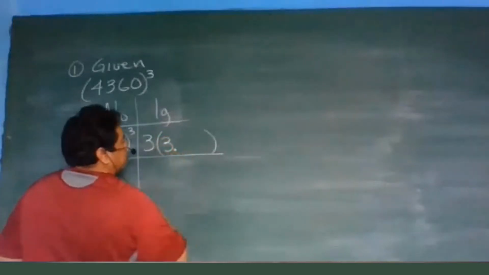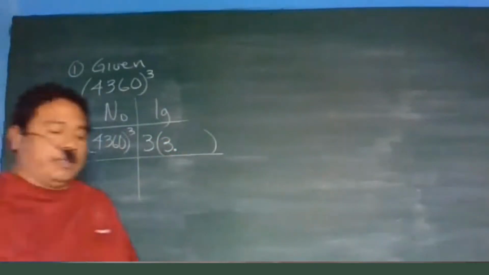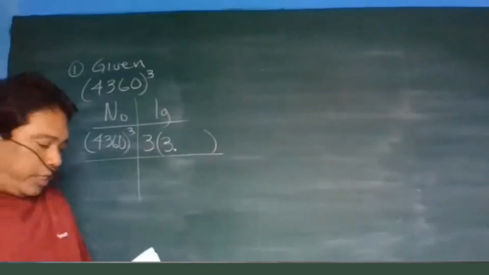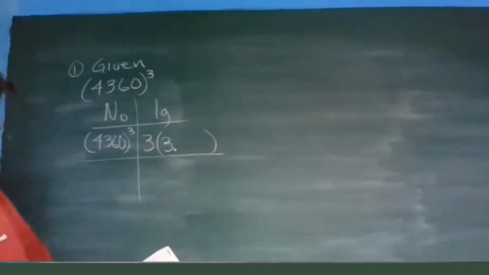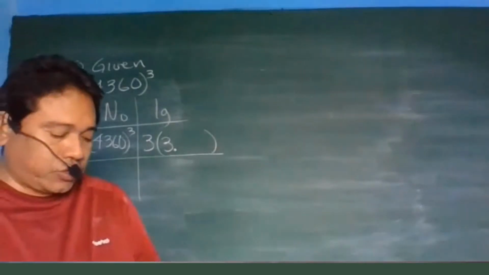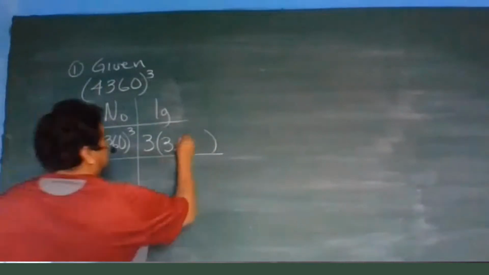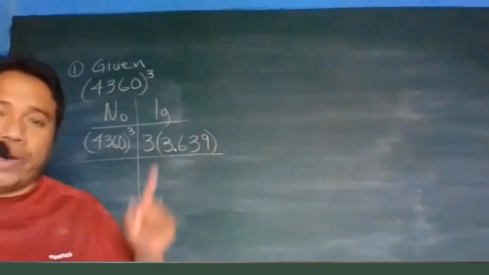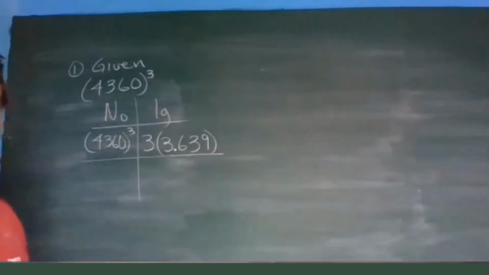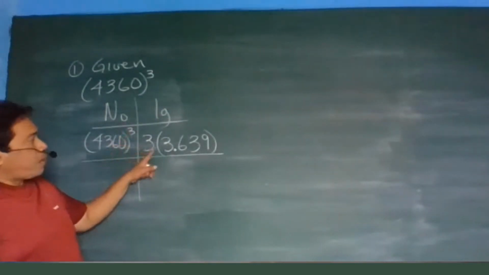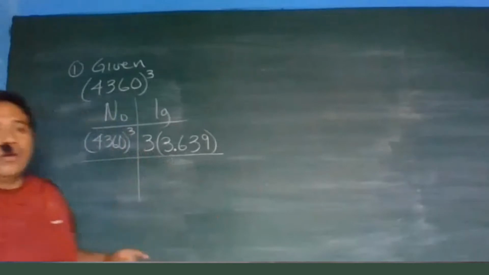is a characteristic of 3. Then we go to our log table and we find 4.36. And 4.36 is 0.639. So 639. And since we're raising to a power, we're going to multiply the 3 of the power by the logarithm of the number.